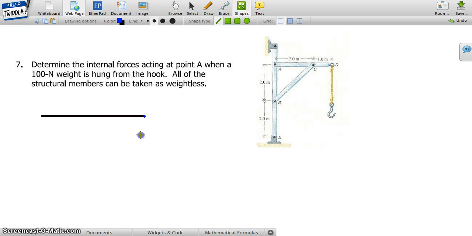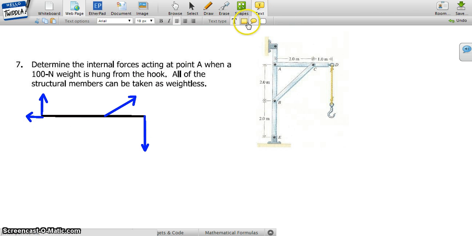So there's going to be a weight here at the very end, or I should say a tension force that's the same as the weight. It says to take the members as weightless, so there's no weight at the center of gravity here. There is going to be a force at C. There might be a force upward here at A, and there might be a horizontal force here at A. I'm going to choose this direction. Label these.